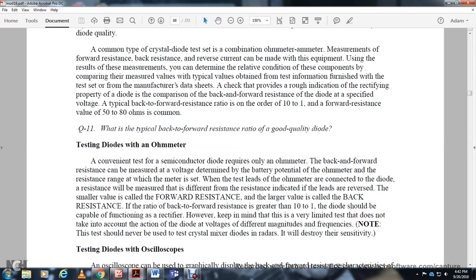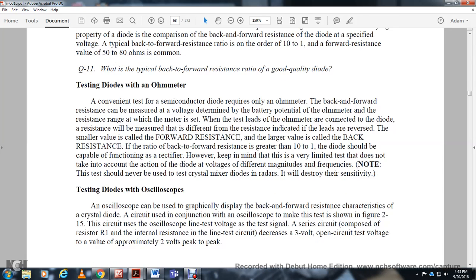However, keep in mind that this very limited test does not take into account the action of the diode at voltages of different magnitude or frequency. Note the test should never be the test for critical mixer, crystal mixer diode and radar with the sensitivity.